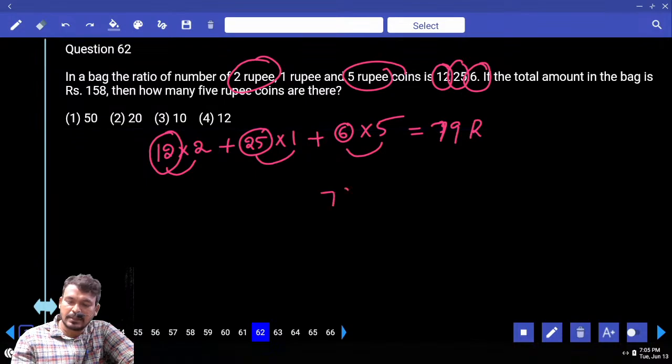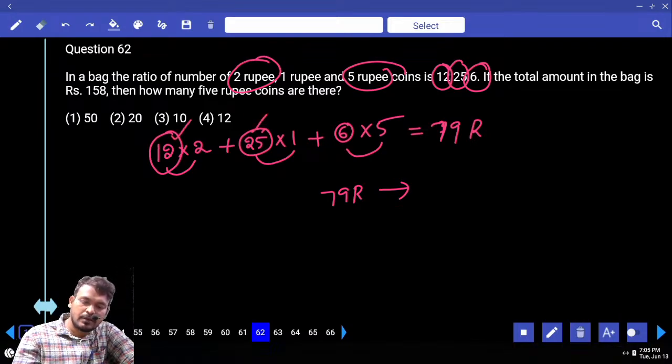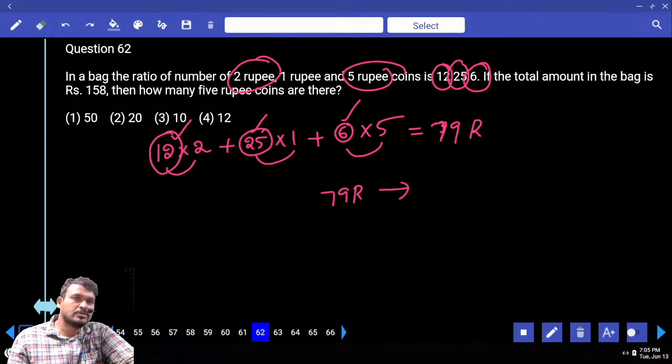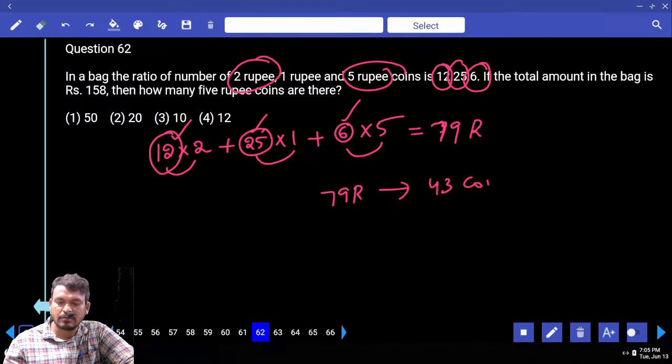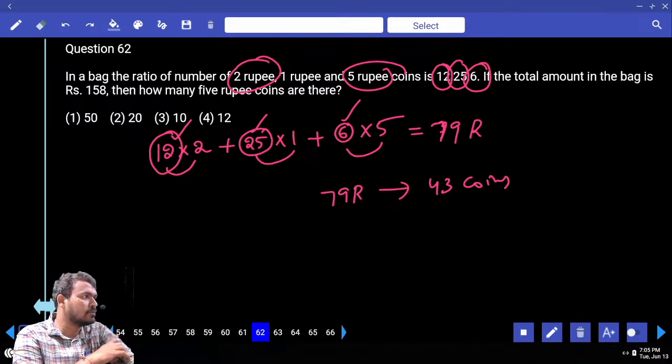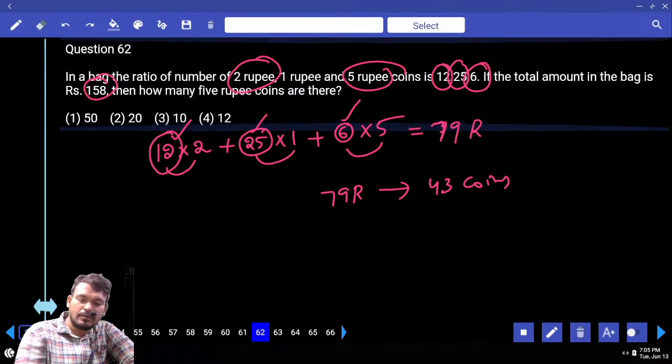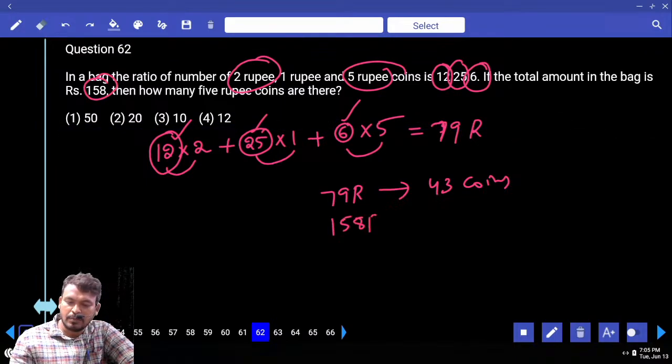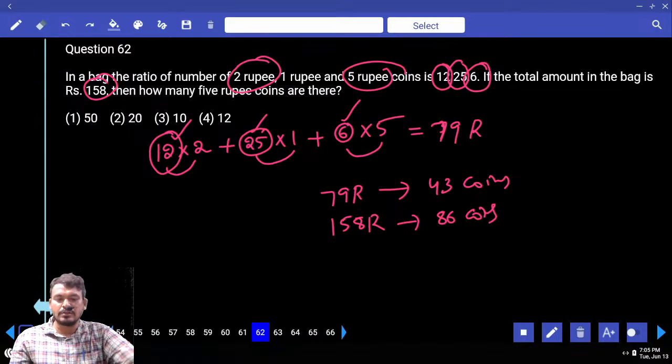If the box contains 79 rupees, how many coins do we need? 12 plus 25 plus 6. 12 plus 25 is 37, plus 6, 43 coins are required. But here the box contains how many rupees? 158. That is double or triple? Double. How many coins are required? 86 coins. In those 86 coins are 2 rupee, 1 rupee and 5 rupee coins. 5 rupee coins are how many parts?